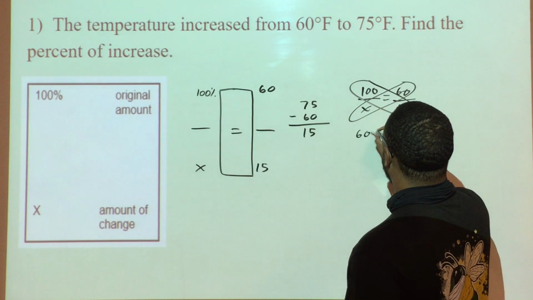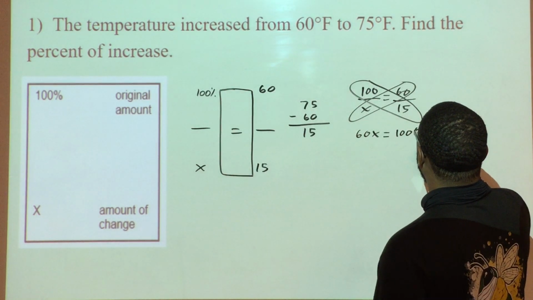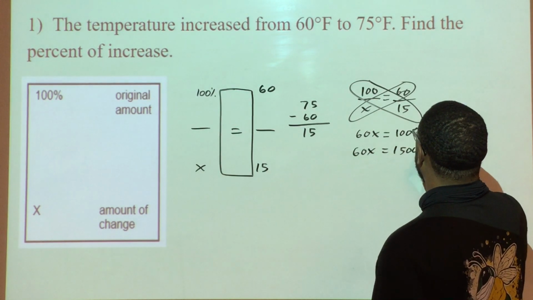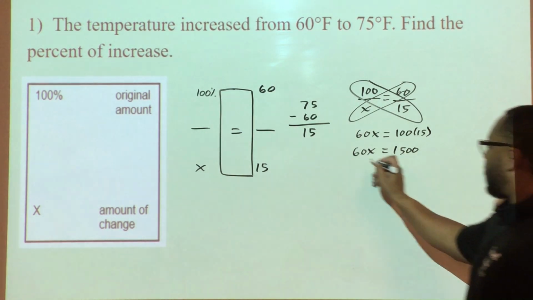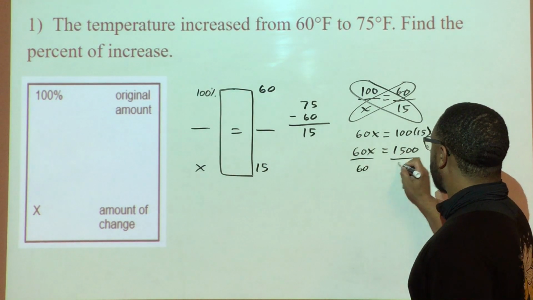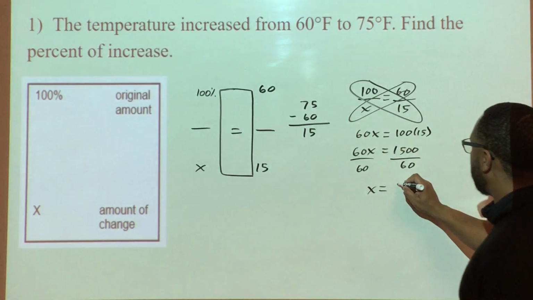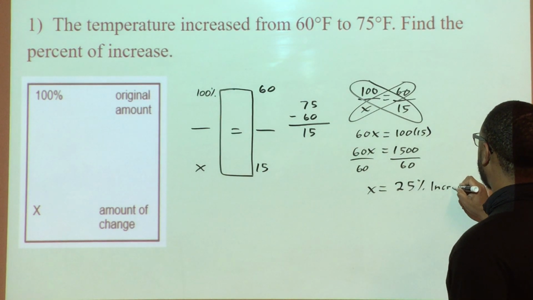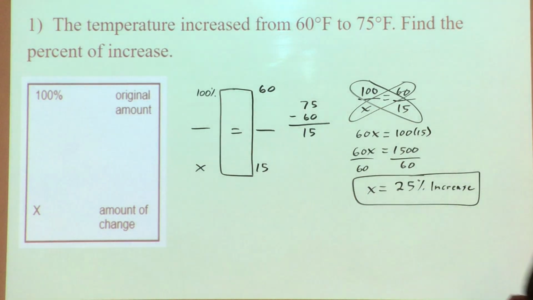60 times x is 60x, and then I'm gonna do 100 times 15. This is 60x equals 1500. And at this point, I just need to divide both sides by 60. And when I do, 1500 divided by 60 gives me a 25%, and this is an increase. That is the percent change. That is all we're doing.